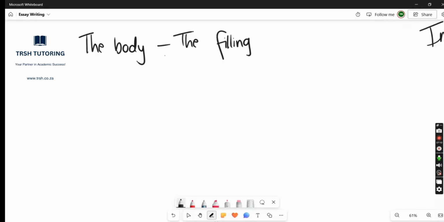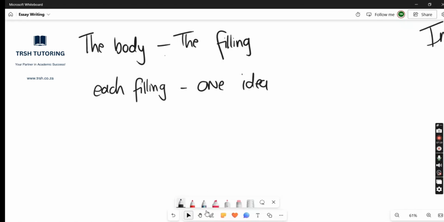This is where most of your marks come from. This is where you need to shine. Okay, make the most out of this. And then a key in this is each paragraph or each filling. I'm going to say each filling, one idea.